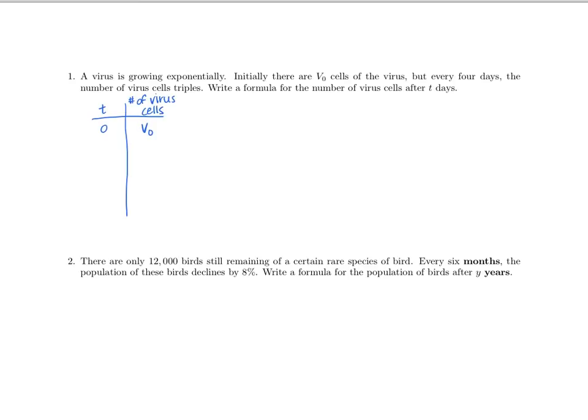Now, what else are we told? Every 4 days, the number of virus cells triples. So that means when t equals 4, when 4 days have passed, how many virus cells do we have? Well, if the number of cells has tripled, that means we have 3 times as many as we had before. So we should have 3 times V0.